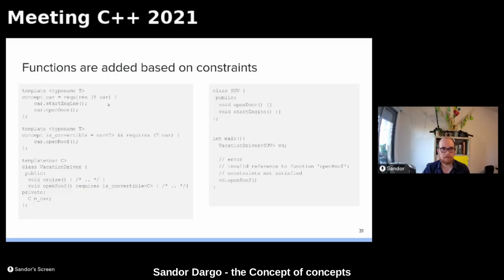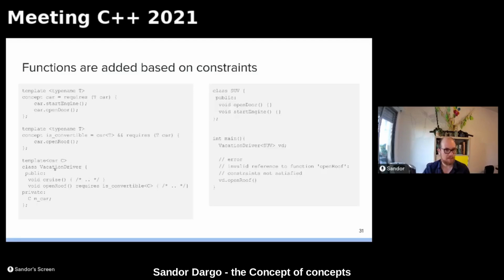And I have an example for that. It's a bit longer. I hope this is still readable on your screens, but here we have a simple concept car. It requires that the type that models the car concept has start engine and open door methods. And we have another concept which is based on the car concept in the sense that it uses it and adds some additional requirements, like if your car is convertible, then it should have an open roof method.